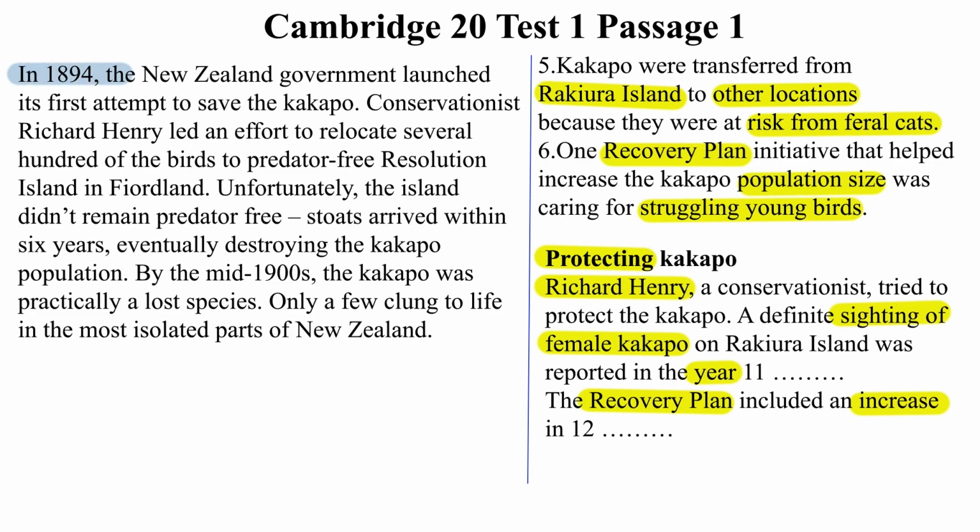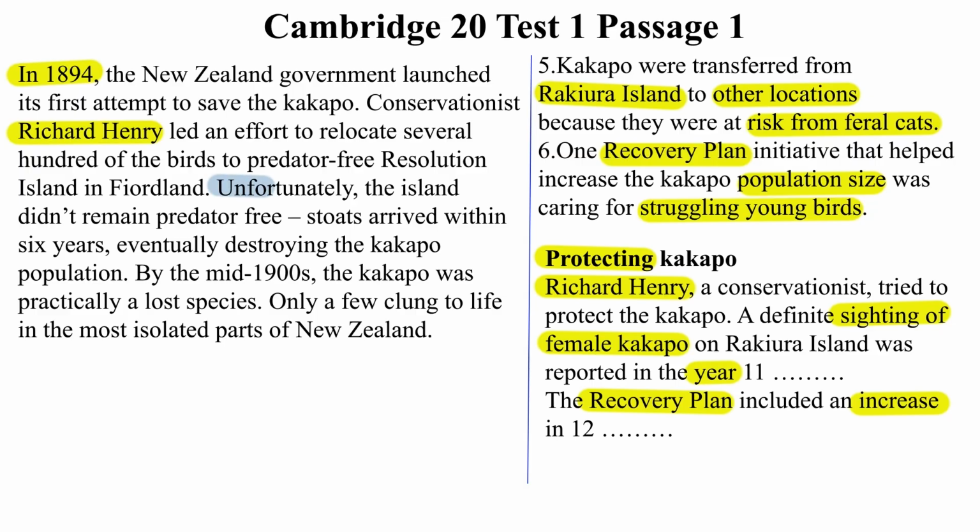In 1894, the New Zealand government launched its first attempt to save the kakapo. Conservationist Richard Henry led an effort to relocate several hundred of the birds to predator-free Resolution Island in Fiordland. Here, protection and Richard Henry, we can see these search words for question number 11. Now we need to find out the year in which a female kakapo was found. Here the year 1894 is included, but no evidence about a sighting of a female kakapo.